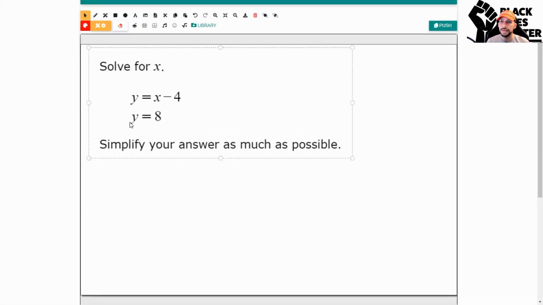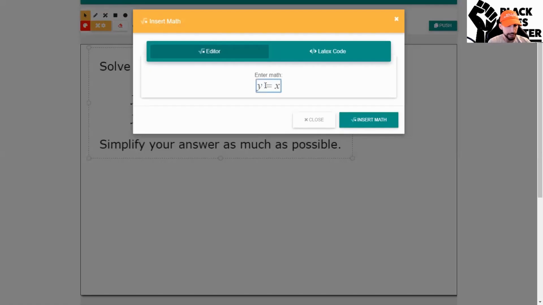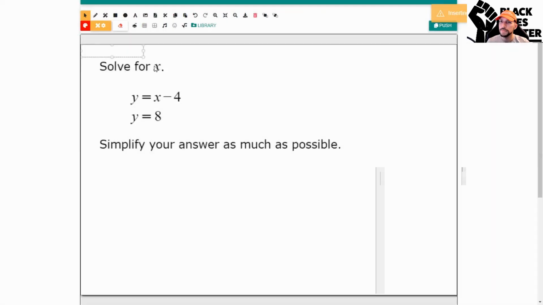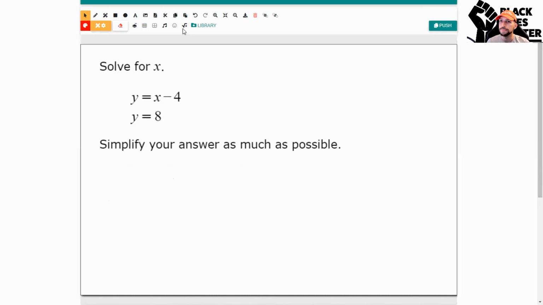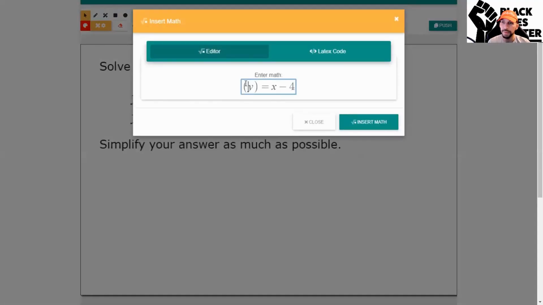I need to solve for x. I see y here. What I'm going to do is write this first equation: y equals x minus 4. But I'm going to change my value of y to 8. So let's substitute 8 for y. So y will become 8.